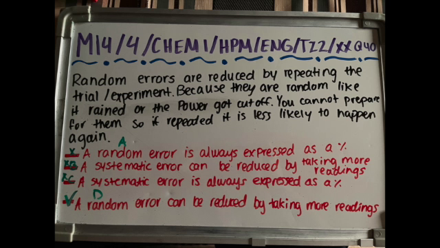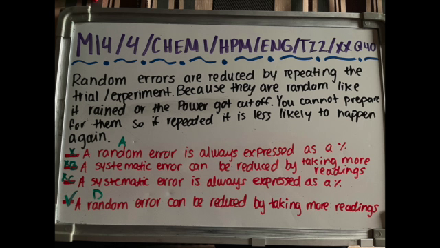But if you repeat it, the power is going to be on. It's less likely for the power to be cut off again. So your results will change, being more accurate. So you cannot prepare for random errors, but if it is repeated, it is less likely to happen again, which is letter D. A random error can be reduced by taking more readings. This is correct. It can be reduced, like I have just stated.